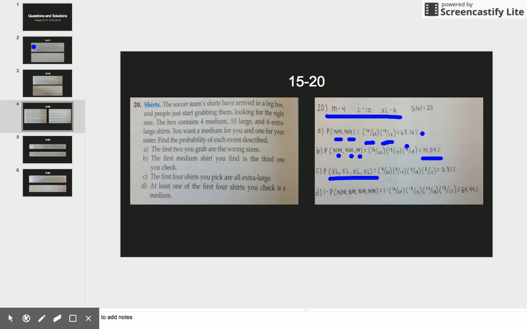There we go. Start with my first extra large with a 6 out of 10, drop each time because they're dependent events, and end up with 0.31%. The last one, that dreaded at least term right there.